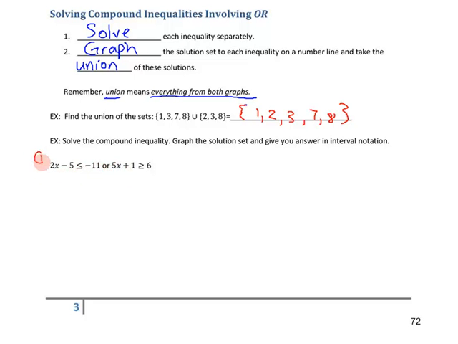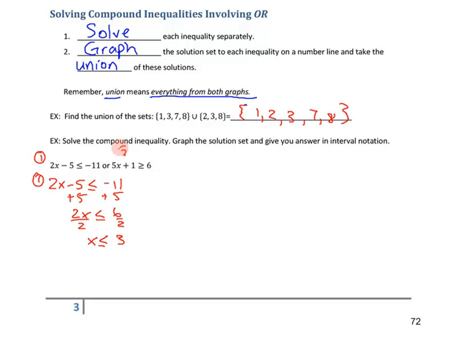So I'm going to start with the first one and end up with the following. Take 2x minus 5, set it less than or equal to negative 11. Add 5 to both sides. I'll get 2x is less than or equal to 6. So divide both sides by 2. X needs to be less than or equal to 3.